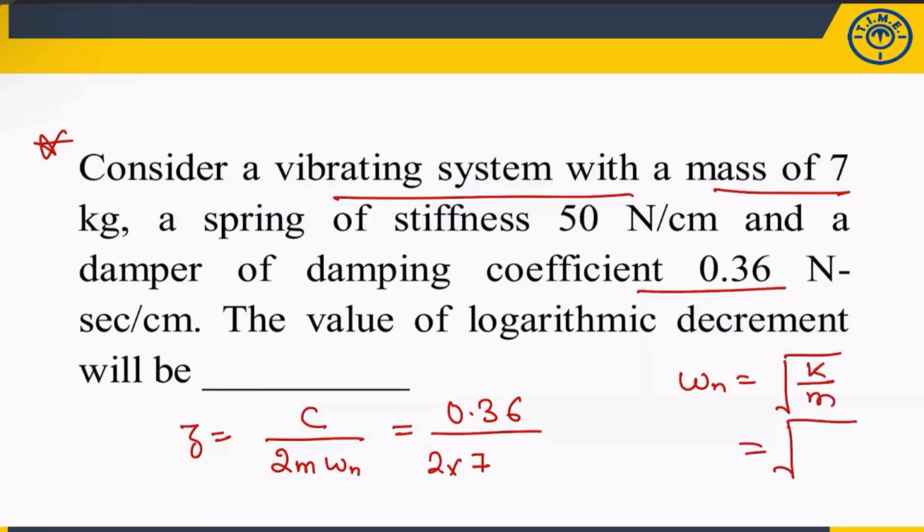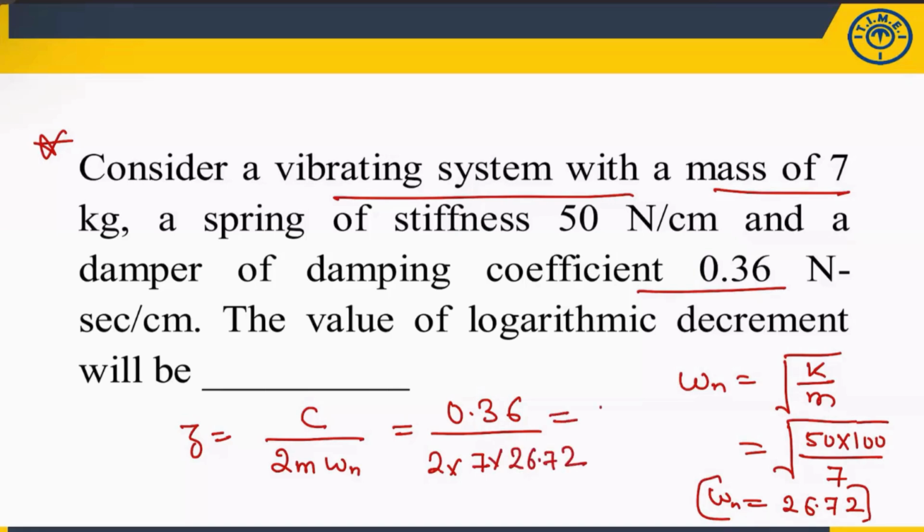What is the k value? K value is 50 Newton per centimeter. Okay, so that means in meters, centimeter means 10 to the power of minus 2, it will come here. So 50 into 100 divided by the mass, which is given as 7 kg. So this is nothing but omega n, 26.72, you will get the natural frequency. So if you put the natural frequency here, that means the zeta value is 0.0962.